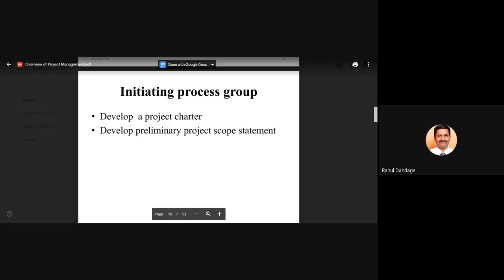Developing the syllabus is nothing but developing the scope statement for your project. If the syllabus itself is not supplied to me, then I will not understand what I need to teach and what I should not teach. What is important, what is not important, what is the requirement of this particular course from the student's point of view, from the university's point of view, I will not be able to understand, because I haven't been given a scope statement.